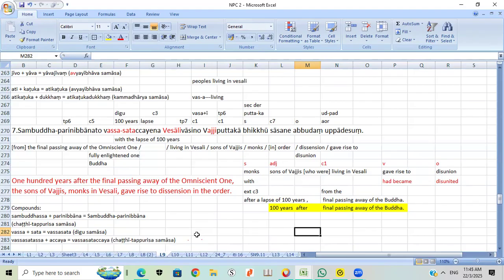Any question on this? Brother Alfred, this one okay. Wasa Satacha Chaya, Wasa Sata Chaya. Now there you say Digu Samasa and Chati Tapurisa. This one means this word is what we call a complex compound, mixed compound.